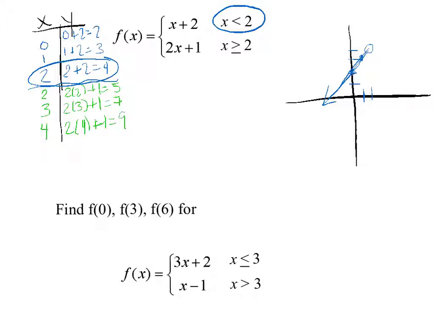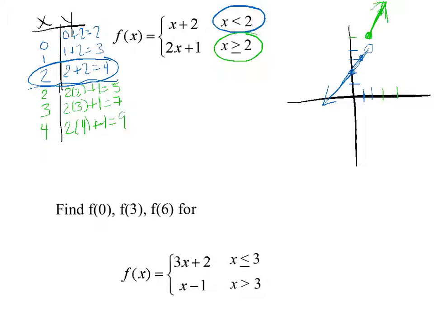Alright, so once again I start with the 2 this time. Notice it has a line underneath, so I can include the 2, so I can include that point. So we get 2 and 5, so it's going to be a solid, filled-in circle. And then 3 and 7, and 4 and 9. And so my graph goes up this way, and that's that side of the graph.